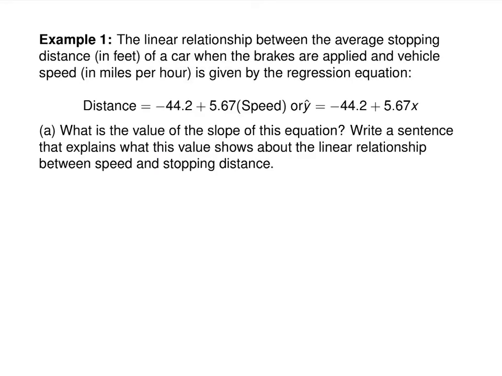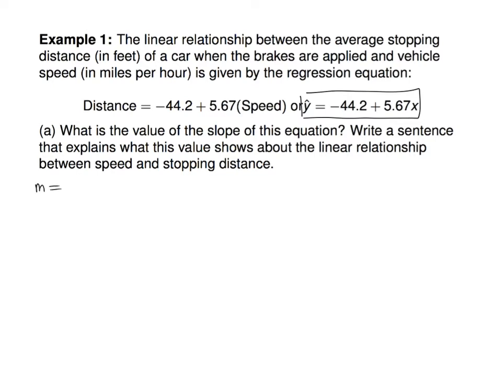So, the linear relationship between the average stopping distance in feet of a car when the brakes are applied and the vehicle speed in miles per hour is given by this regression equation. So, first of all, what is the value of the slope of this equation? And write a sentence that explains what this value shows about the linear relationship between speed and stopping distance.